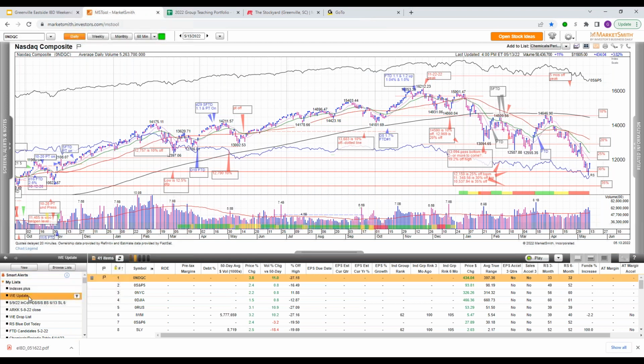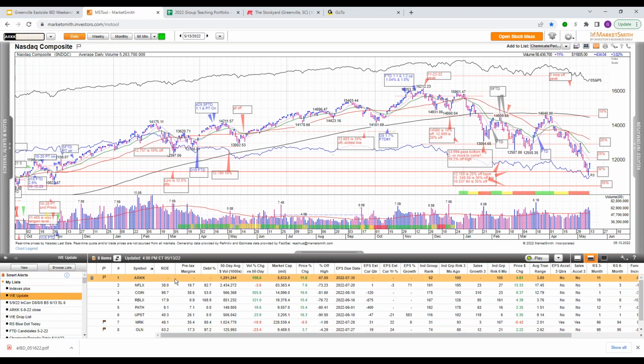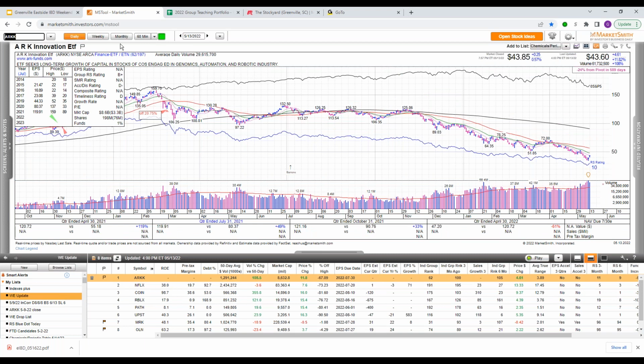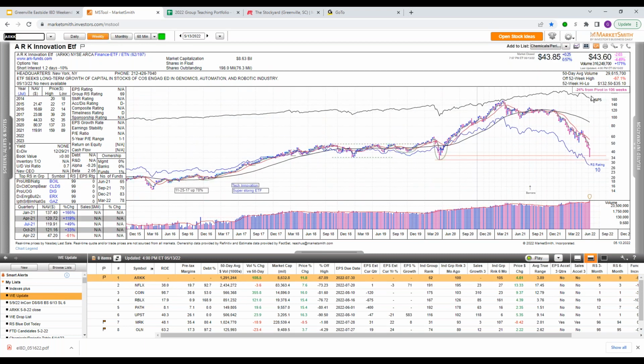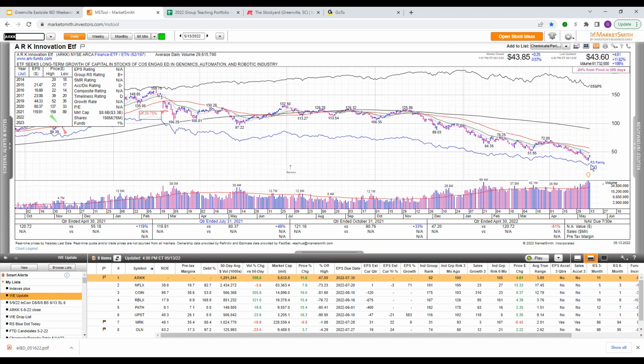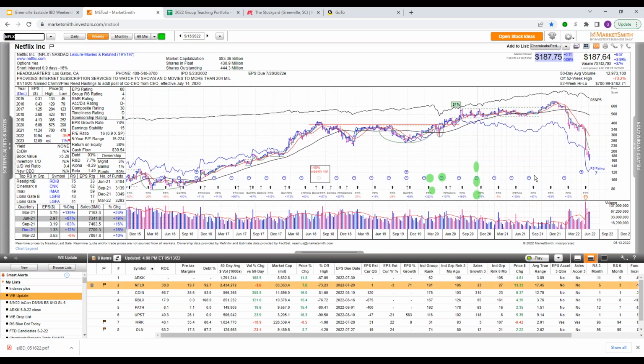In MarketSmith real quick, I left some of the ugly ones in here. Starting with ARC, go to the weekly. Still 67% off, even with sort of this dead cat bounce that happened at the end of the week. Let's see if we can see that on Friday. So it continued to cascade down, stopped on Thursday, and then was up on Friday, still under even the 10-day moving average.